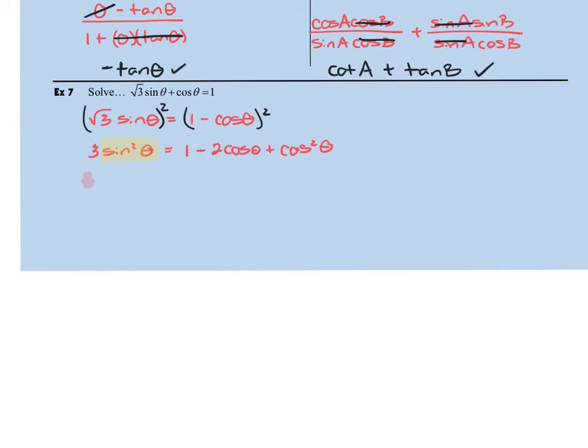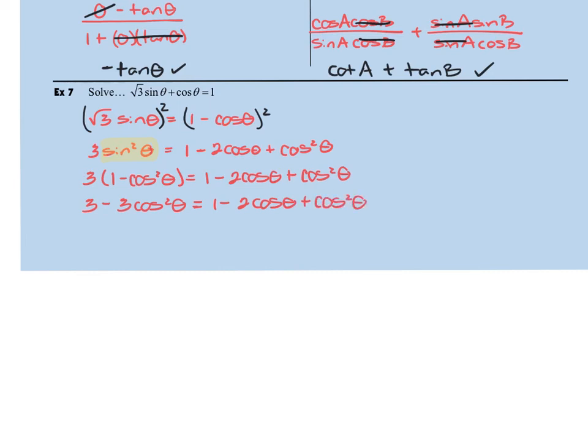Since I have 2 terms with cosine, sine is going to be the easier substitution here. So I'm going to do 3, and sine squared, of course, replaces with 1 minus cosine squared theta. Don't lose these parentheses, it'll mess you up. 1 minus 2 cosine theta plus cosine squared theta. Now I'm going to distribute: 3 minus 3 cosine squared theta. Everything on the right stays the same. Nothing's going to change there.